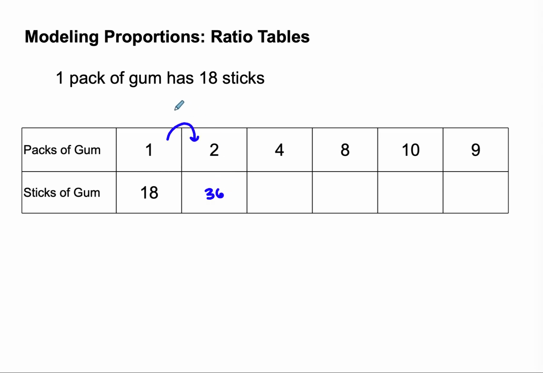One way to get that answer, and there are lots of different ways to do our patterns in ratio tables, but I did times 2. Okay, I know it's 2 times 2 to get to 4, so I'm going to do a times 2 pattern again. And I know 36 times 2 is 72. I could have also done 1 times 4 and 18 times 4 to get to that answer.